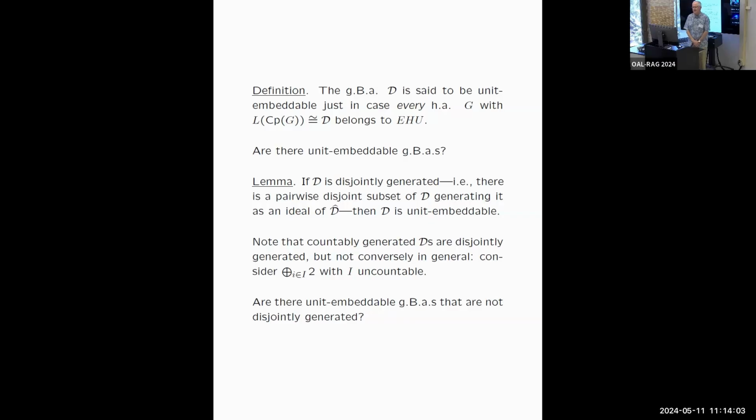What is disjointly generated? Well, remember, D is a maximal ideal Boolean algebra. So you can ask what kinds of sets of generators it has as an ideal. So to say it's disjointly generated is to say it has a subset of pairwise disjoint elements such that everything in D is bounded above by some finite join of elements of that subset. That's what disjointly generated means.